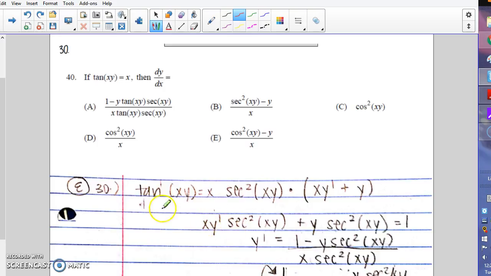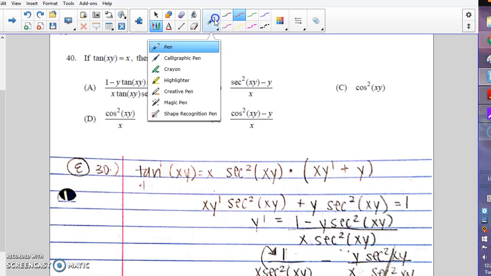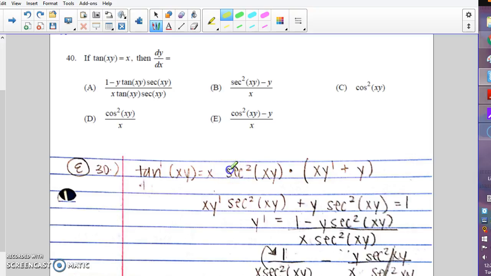Oh, this one was lovely. I am willing to bet most of us got here nicely. That should have an equals 1.